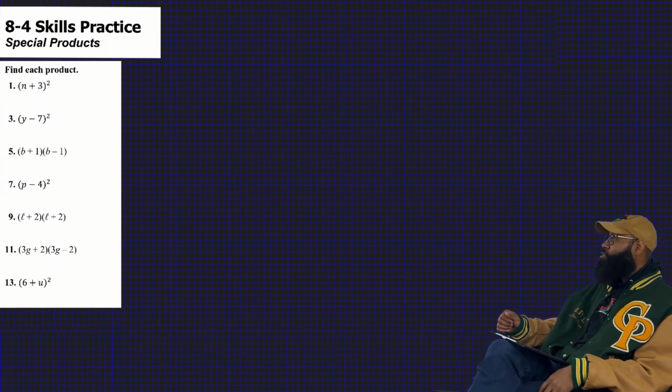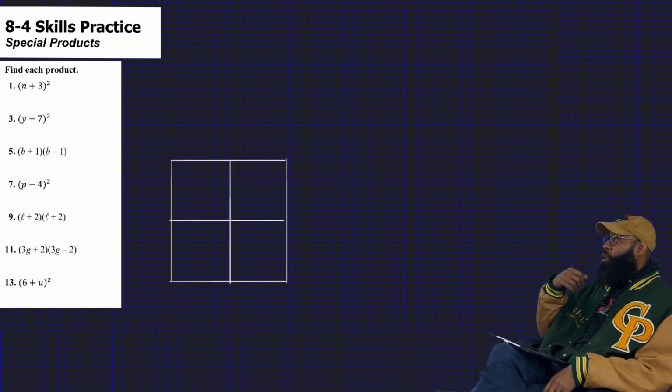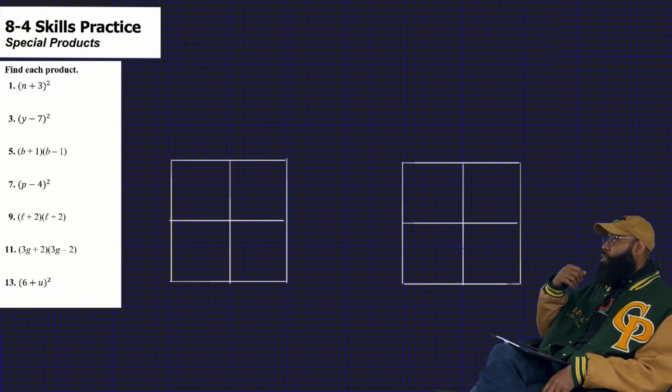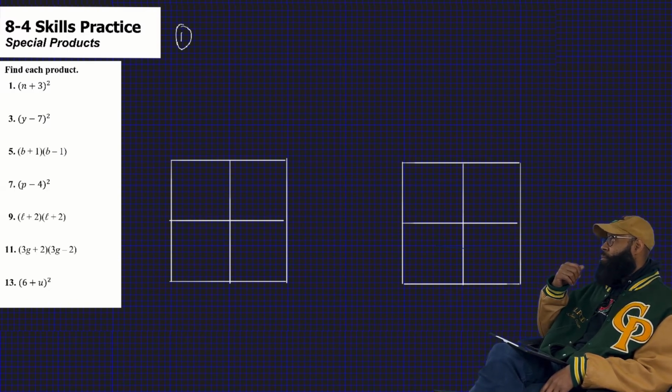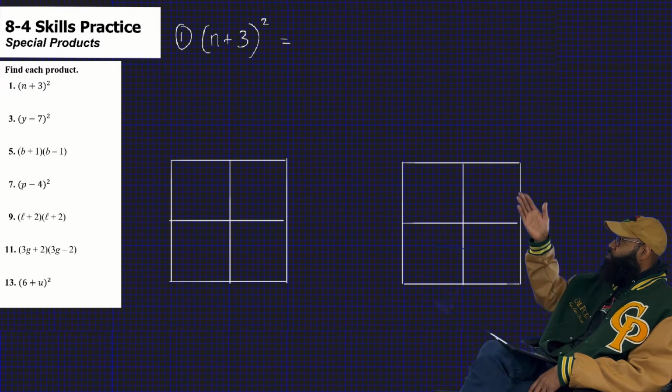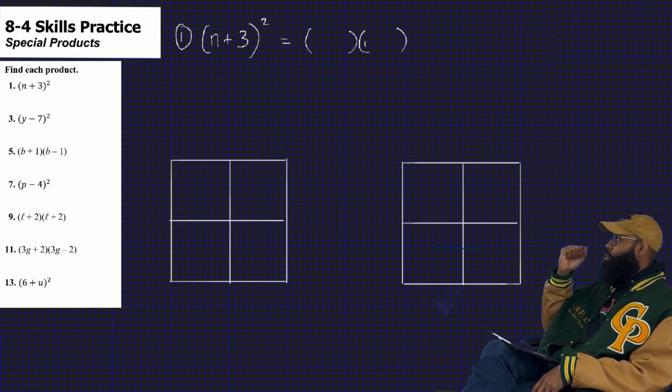We are pulling in some graphic organizers, as you can see, that we're going to use later on. But starting off with number 1, where we see the binomial n plus 3 to the second power. Just go ahead and write this out. The exponent is touching the parentheses, so I have the 2 sets. I have 1 and 2, n plus 3 and n plus 3.